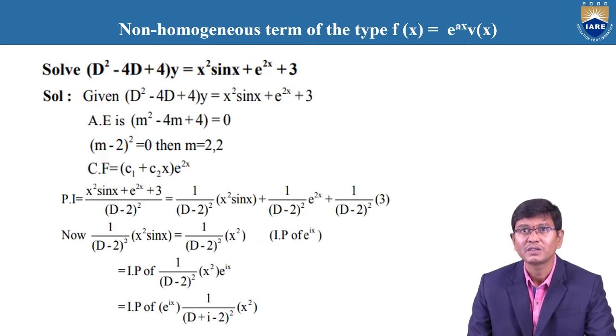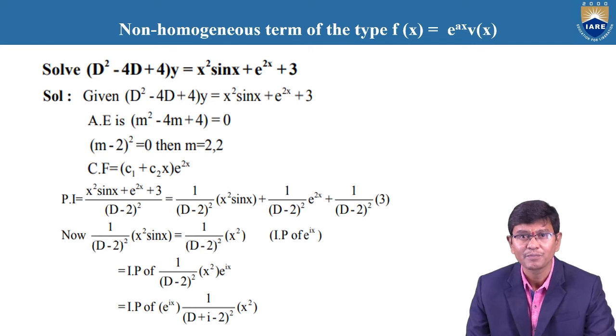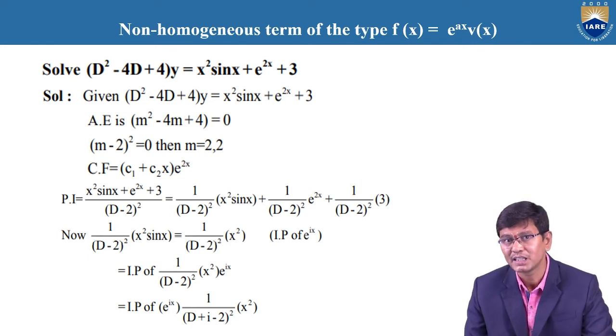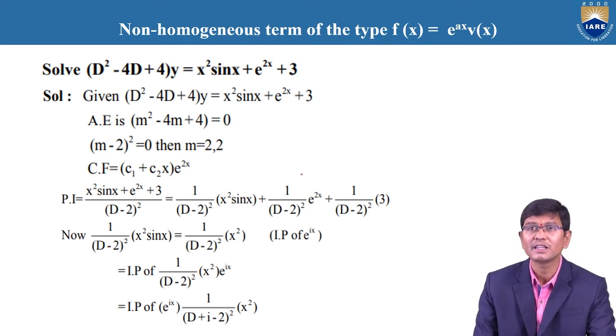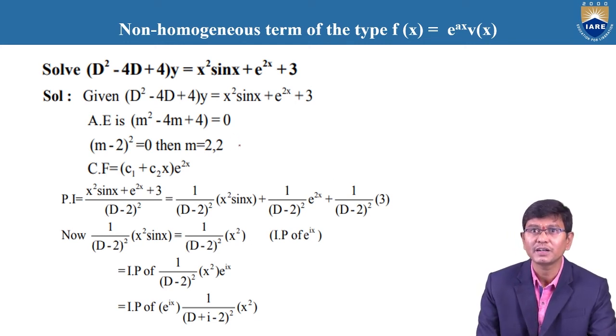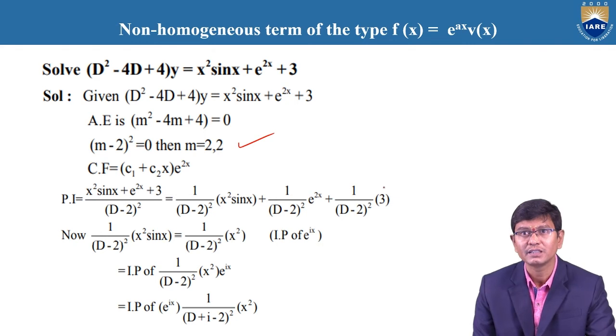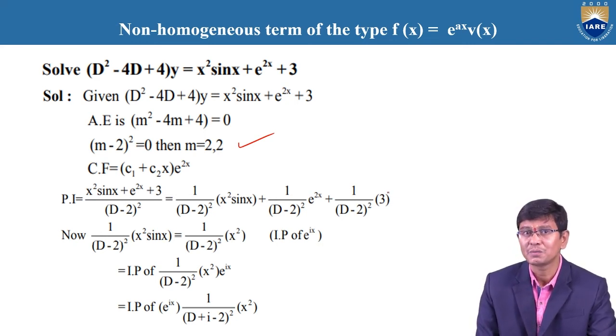Now we need to solve D square minus 4D plus 4 into y equal to x square into sin x plus e power 2x plus 3. While solving the auxiliary equation, it is m minus 2 whole square equal to 0. The roots are clearly 2 comma 2.